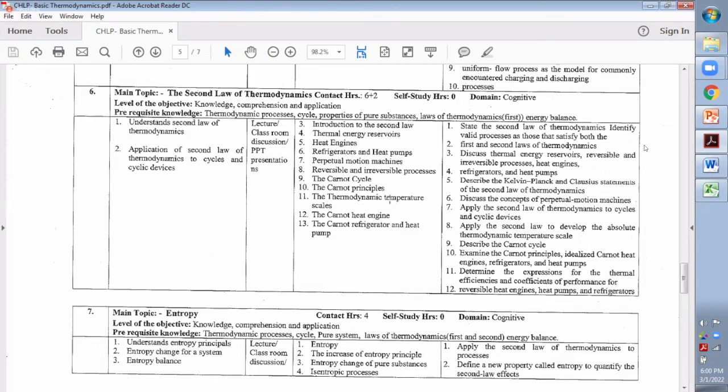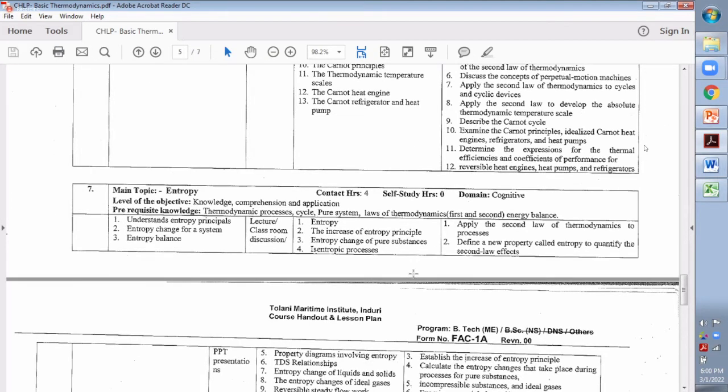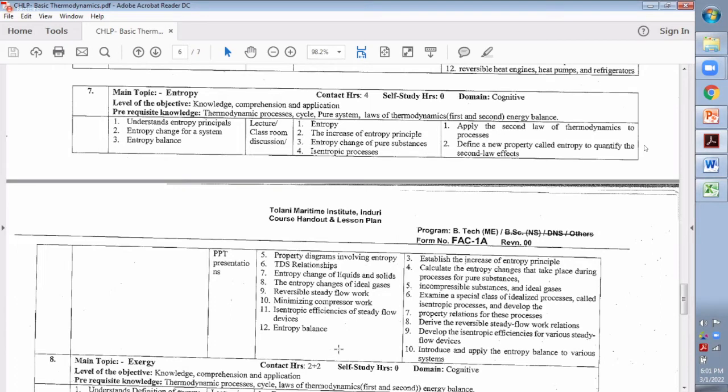What is the second law of thermodynamics? The different applications of the second law are the heat engine, heat pump, refrigerator, Carnot cycle, and Carnot principle. All these things we'll learn in topic number 6. Topic number 7 is the extended version of unit number 6, that is called entropy. Here we'll understand the TdS relation, entropy change of liquids and solids, and also entropy changes for ideal gases.